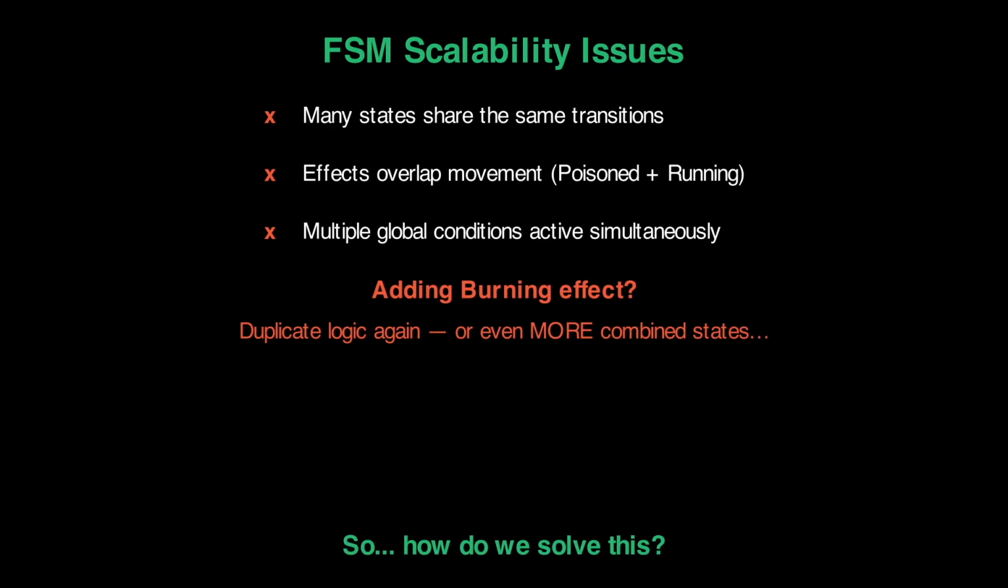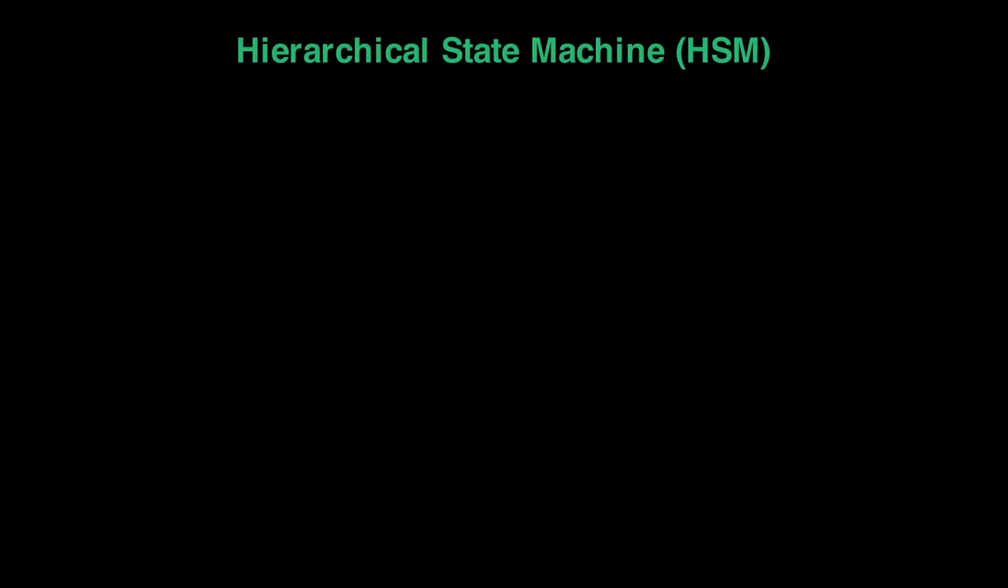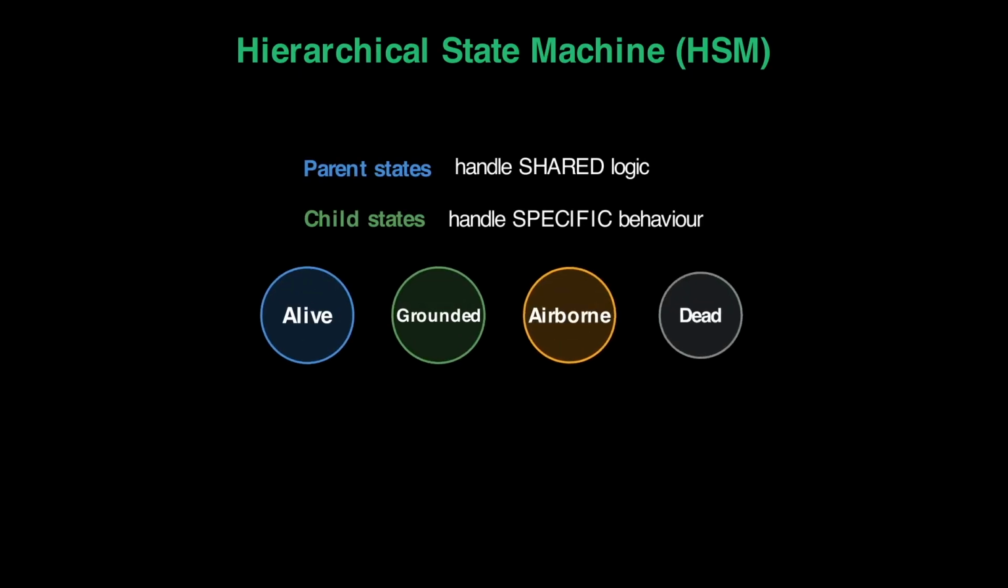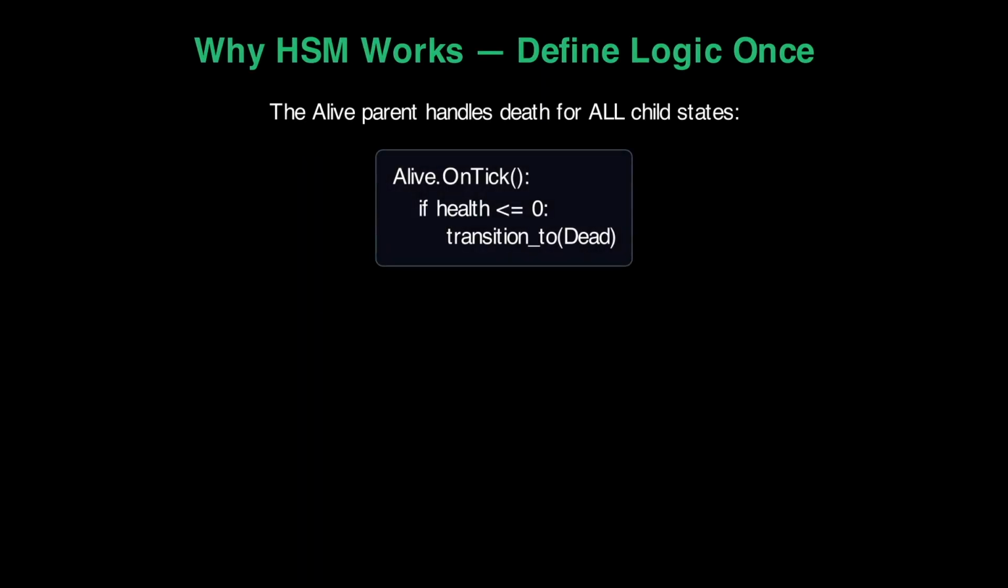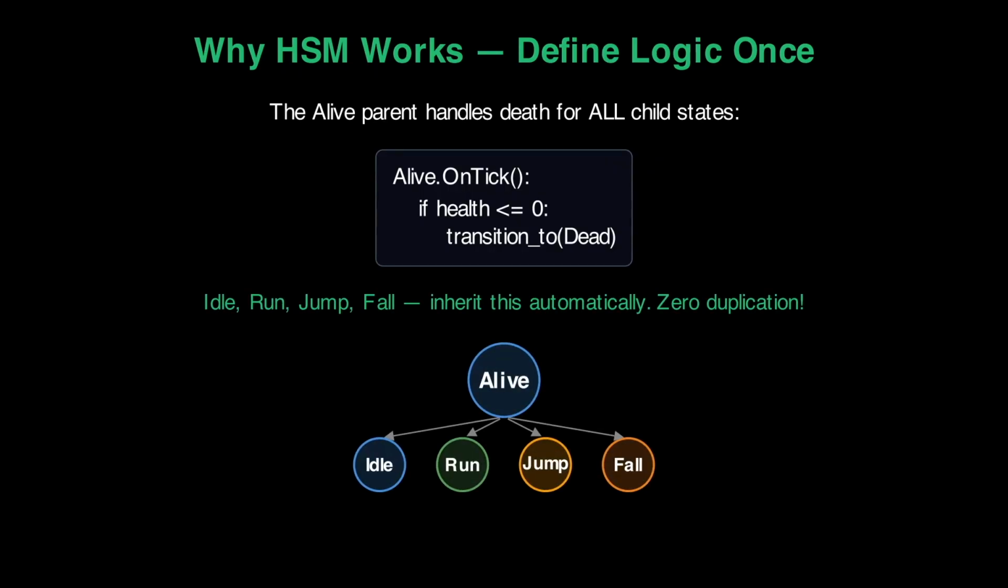So, how do we solve this? The solution is to use a hierarchical state machine, or HSM. An HSM allows states to be organized into parent and child states. Parent states handle shared logic, and child states handle specific behavior. First, shared transitions are defined once. For example, the alive state handles logic like this. All child states inherit this automatically. There is no need to repeat this logic in idle, run, jump, or fall.